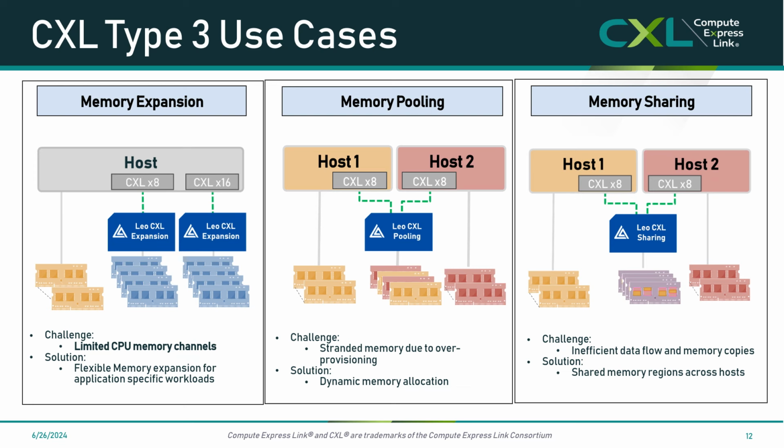The memory pooling use case in the middle depicts a scenario where 2 hosts connect to a CXL-attached pool of memory via a Type 3 controller with 2 CXL x8 links, allowing for a memory pool that can be statically or dynamically allocated between processing units based on demand. And lastly, a memory sharing use case where host 1 and host 2 are connected to a CXL module via 2 x8 links, enabling both servers to coherently access and utilize a common shared memory connected behind the controller.